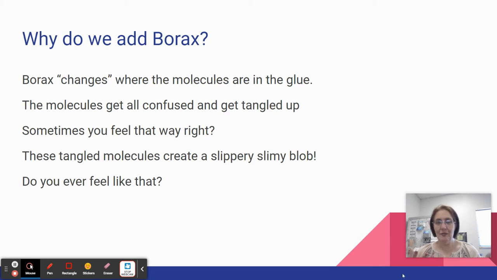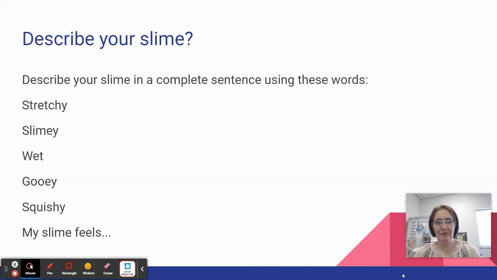And so what happens is when these molecules get all tangly, they get all slippery and slimy, and they kind of create like this blob. And maybe sometimes you feel like that, kind of feels like slimy sometimes, like, I don't want to be around. I'm all tangled and messy. Okay, so that's what happens when you add borax.